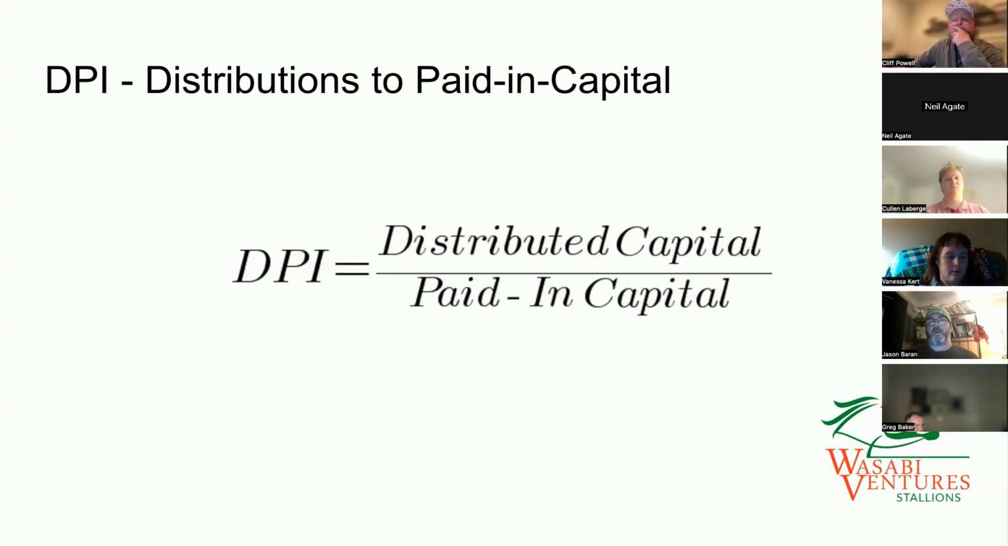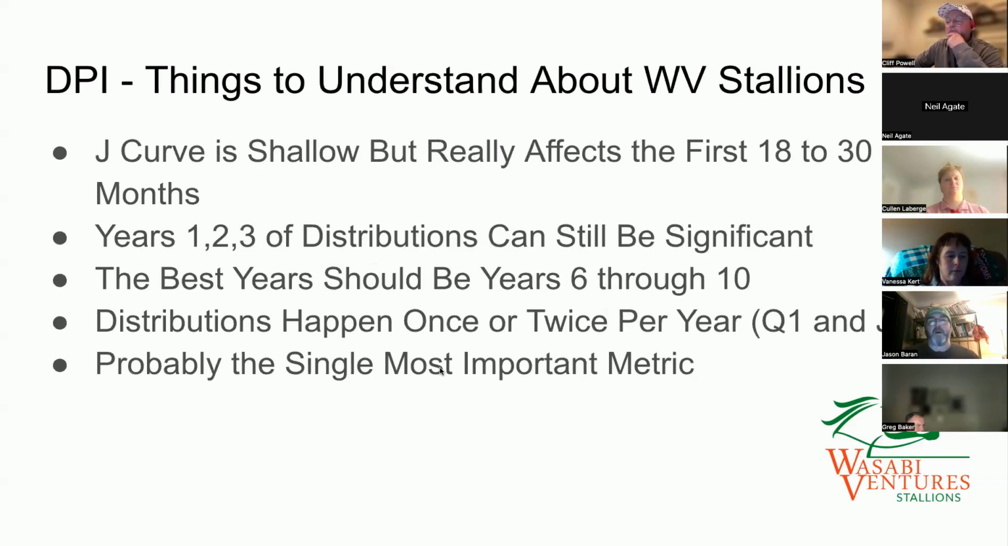Okay? So all DPI is, it's the amount of money from what you've put in as an investor to what's already been returned to you. Okay, and that's over the life of a fund. So some things to understand about Stallions and DPI. The J curve, remember talking about the J curve, it's shallow, but it really affects the DPI in the first 18 to 30 months, right? Because it's shallow, because we're still investing.